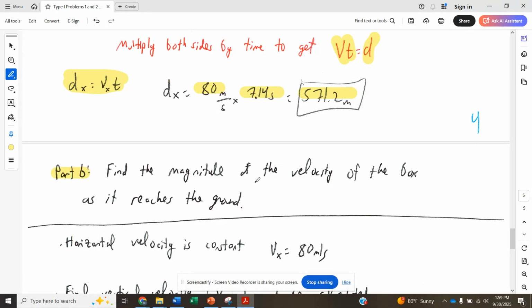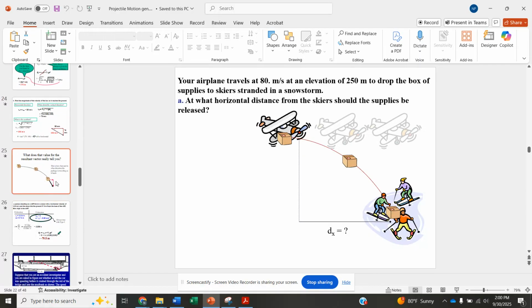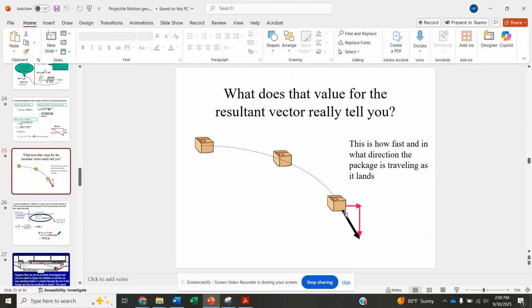In part B, they want you to find the magnitude of the velocity of the box as it reaches the ground. So we have to remember that as the box is approaching the ground, it's going to be moving at an angle. At this angle here, shown by the black arrow to be exact. So in order to find that total velocity, we need to figure out what the horizontal and vertical components of that velocity are.